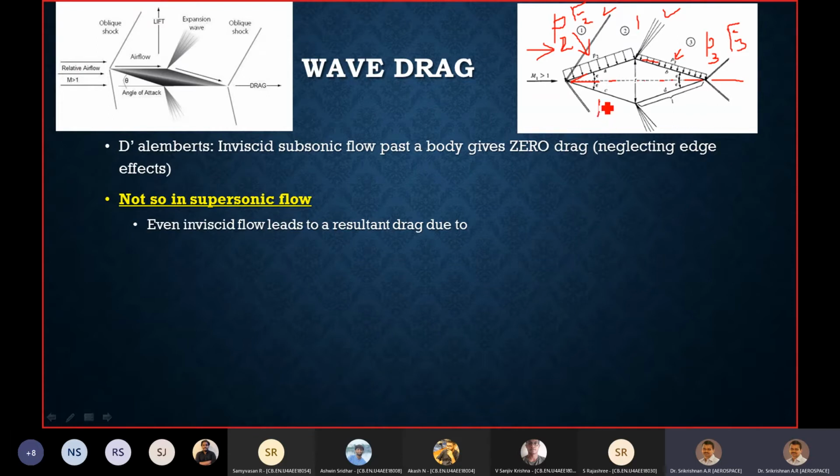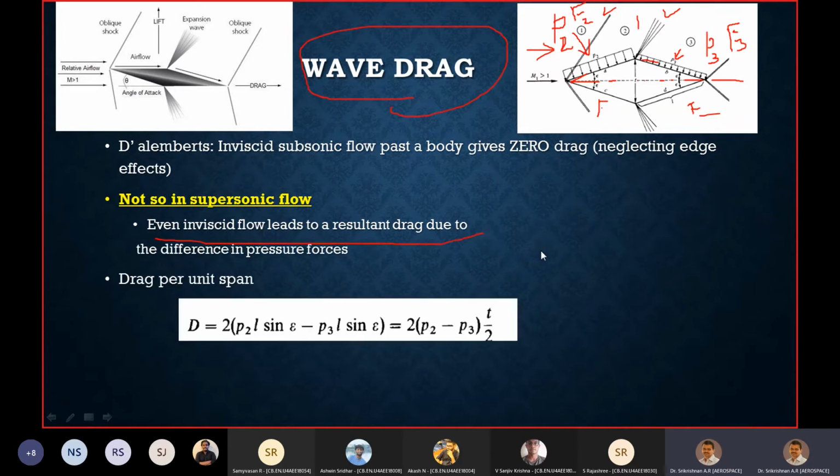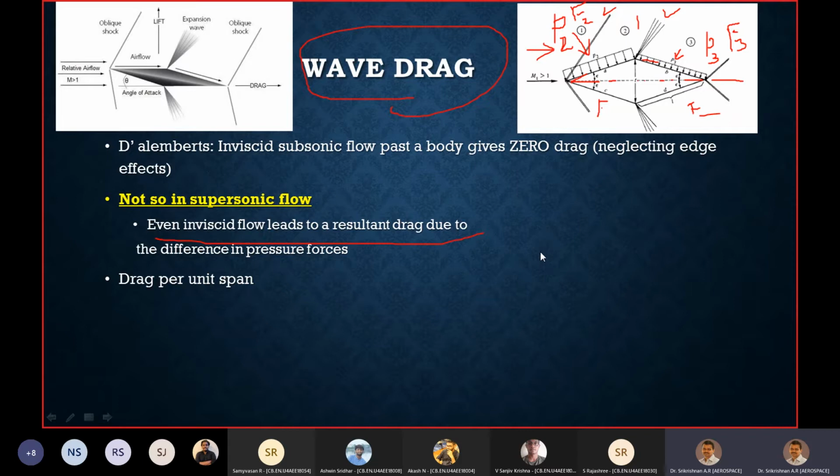You will have a pressure here, and another pressure there. On the two sides, the pressures will be different, and there will be an imbalance. This resultant imbalance force is referred to as wave drag. What we observe is that even in inviscid flow, you can have a resultant force, and that resultant force, which is purely because of the shock formation, is referred to as wave drag.